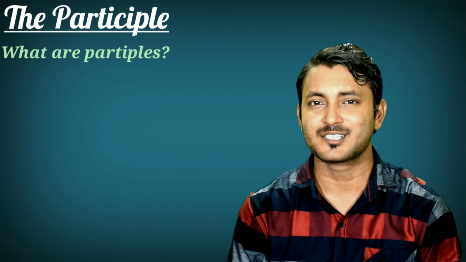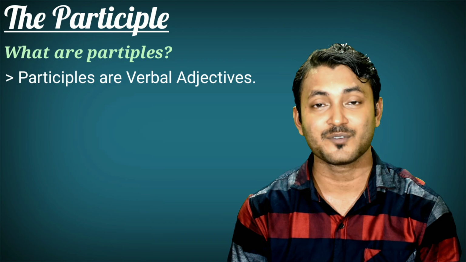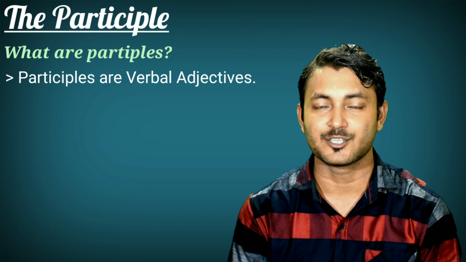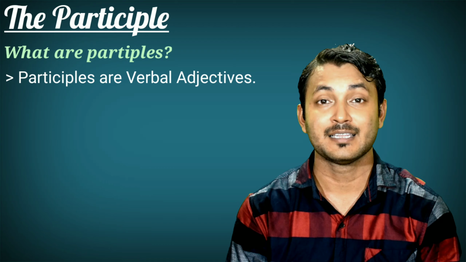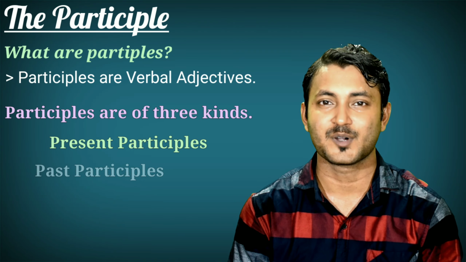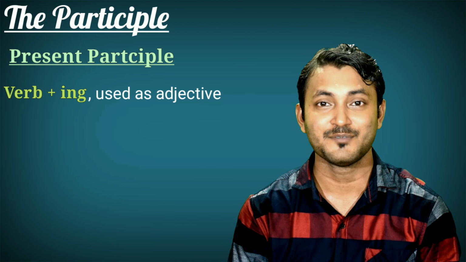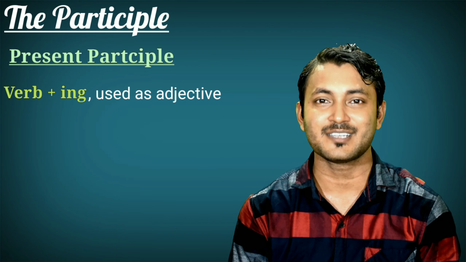So what are participles? Participles are basically verbal adjectives, which means they are forms of verbs that are used as adjectives in sentences. There are three kinds of participles: present participles, past participles and perfect participles. What are present participles? Well, present participles are ing forms of verbs that are used as adjectives in sentences.